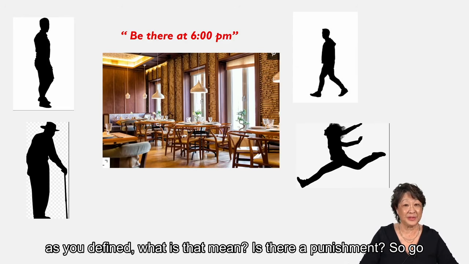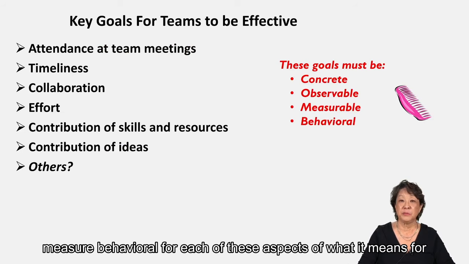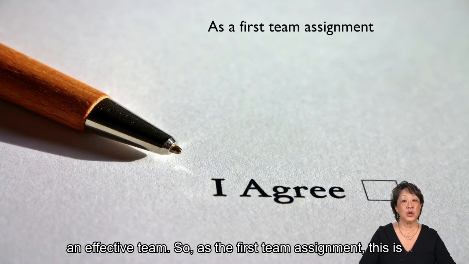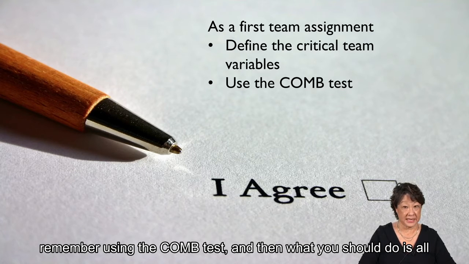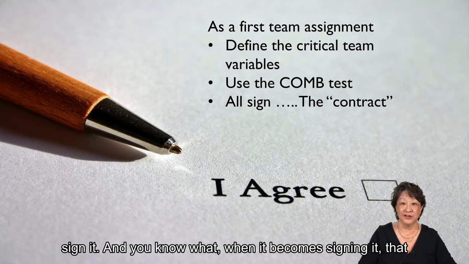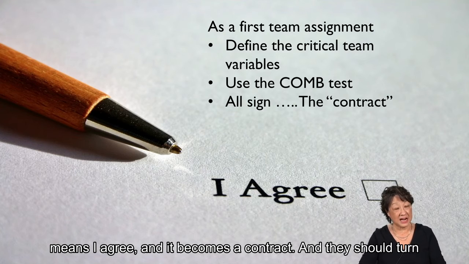Is there a punishment? So go back again, and the students need to make concrete, observable, measurable behavior for each of these aspects of what it means to be an effective team. So, as a first team assignment, this is what you should have them do. Define the critical team variables. Remember using the COMB test? And then what you should do is have them all sign it. And you know what? When it becomes signing it, that means I agree, and it becomes a contract.